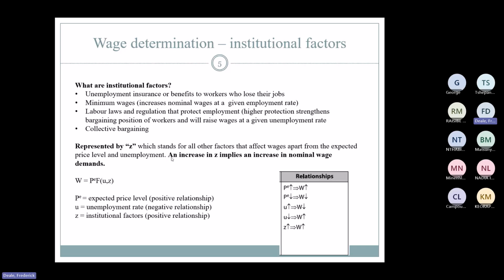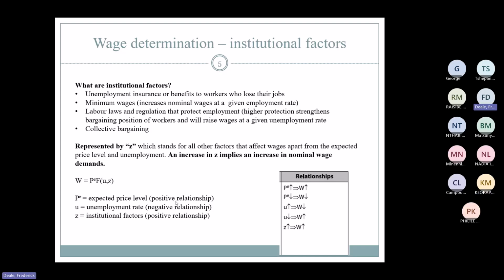And we say this has a positive relationship. So the increase in Z implies an increase in the nominal wage demands. So that's really what we talk about with institutional factors. Okay, so at the end of the day, this is the wage function, what it looks like. So W, which is wages, is equal to price expectations, which we said has a positive relationship, the expected price level, and then it's a function of unemployment rate and institutional factors.